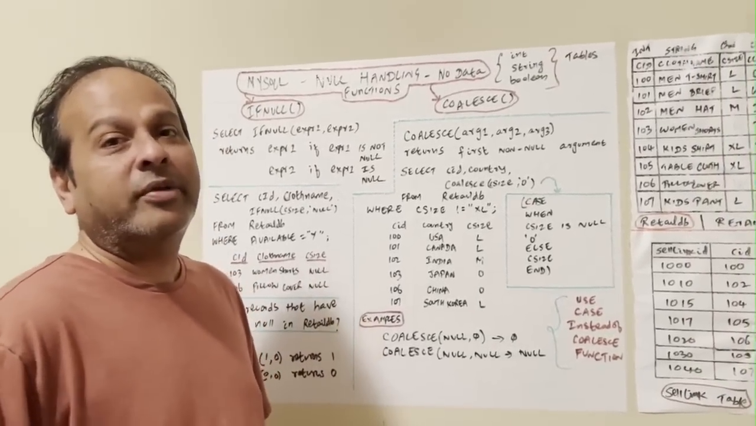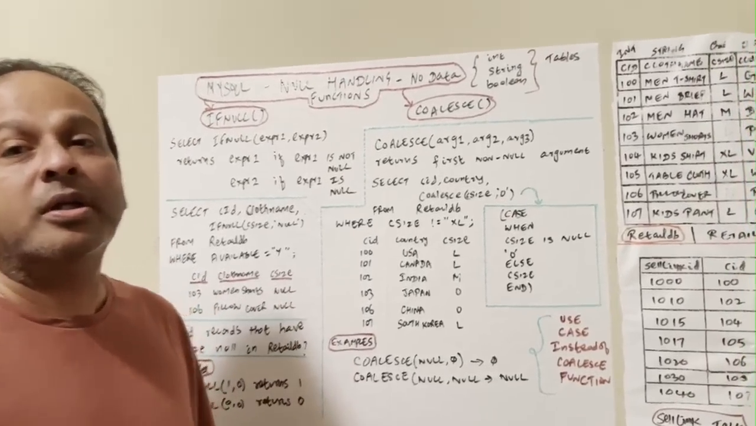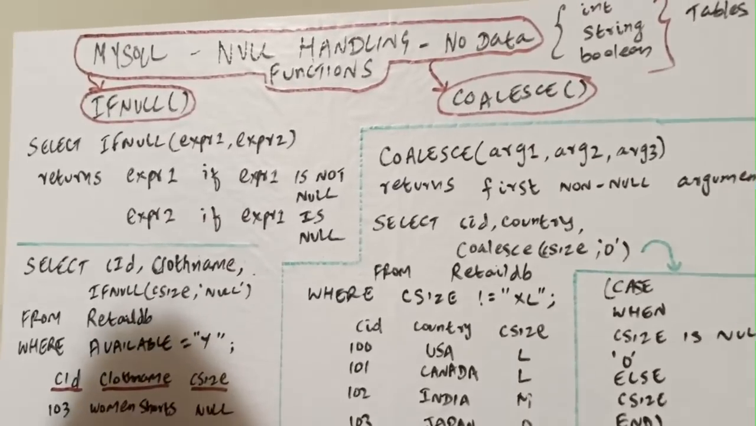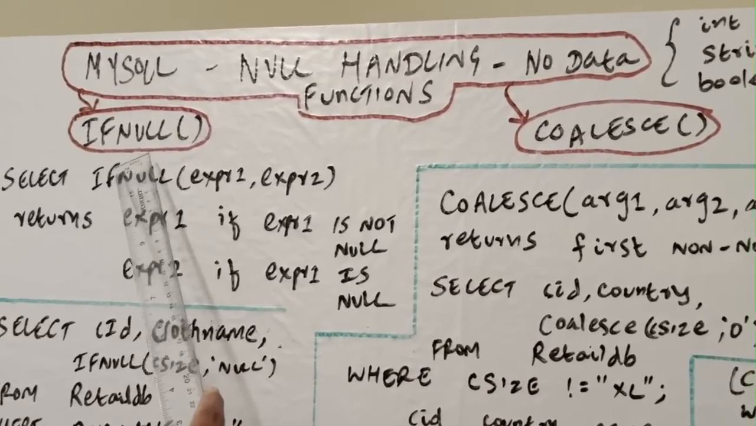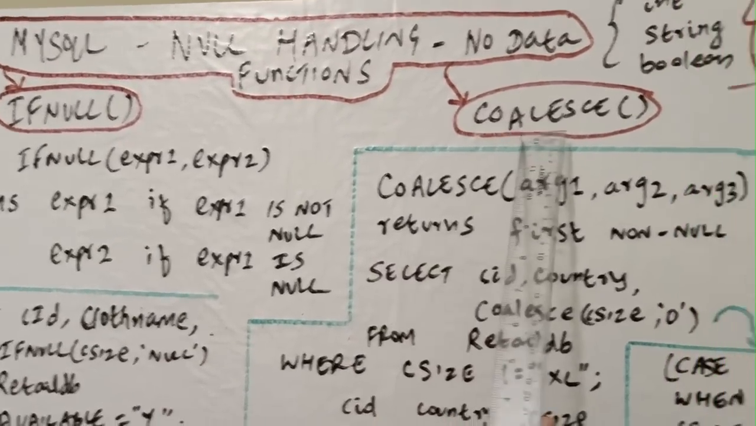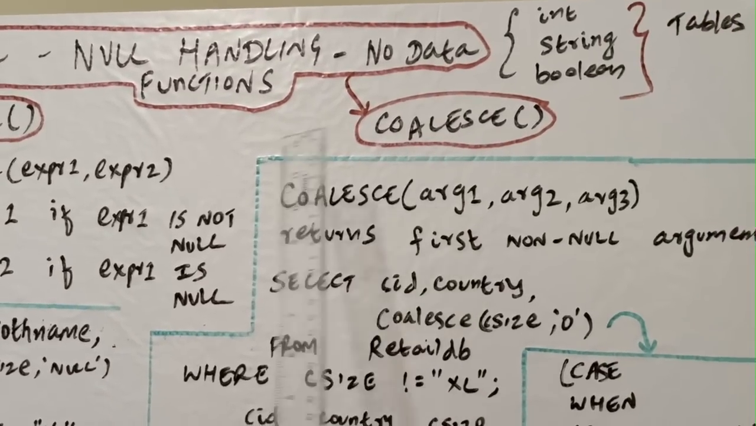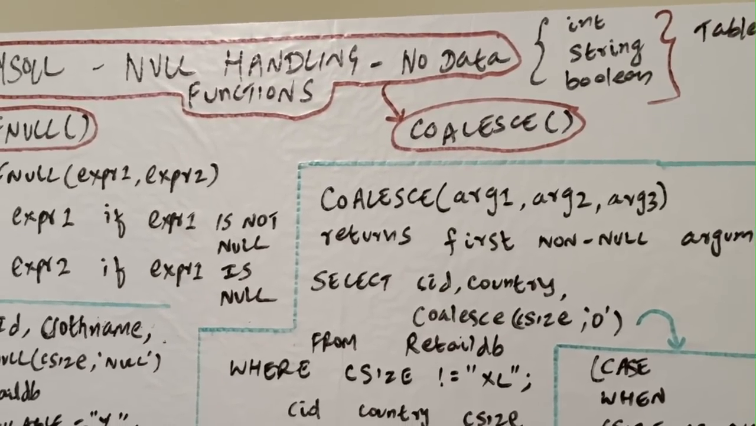Hi guys, we are back to MySQL now. Previously we discussed a lot of operators. Today we are going to discuss the IFNULL function and the COALESCE function. These are used to check for null data.